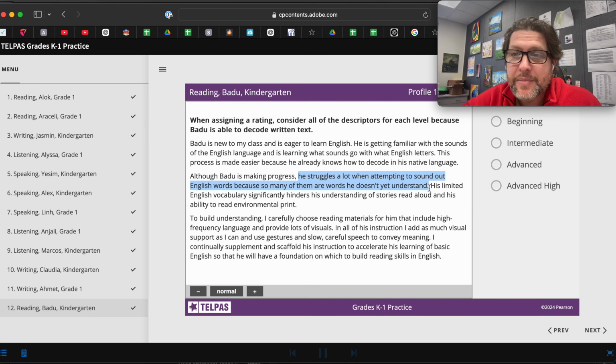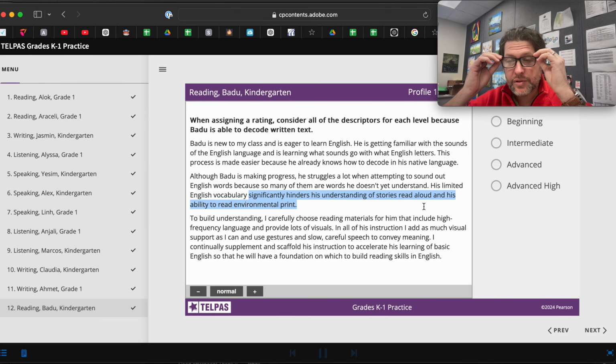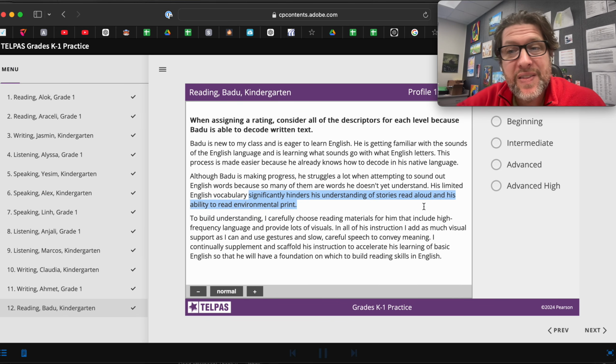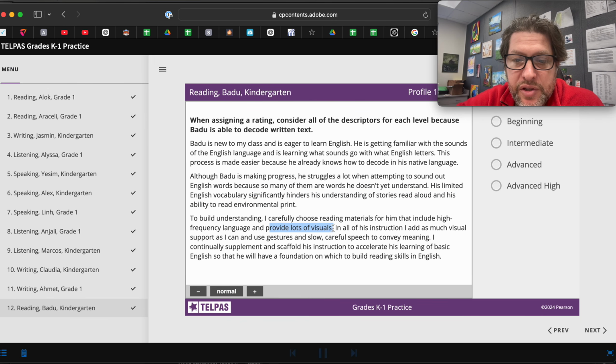Is he able to understand like basic? His limited English vocabulary significantly hinders his understanding of stories read aloud and his ability to read. Significantly hinders. Is he able to understand the gist of the story like before? No, significantly hinders. He's got to have high frequency language and lots of visuals. I add as much visual support as I can and use gestures and slow, careful speech to convey meaning. I continually supplement and scaffold his instruction to accelerate his learning of basic English. So he hasn't even learned basic English.